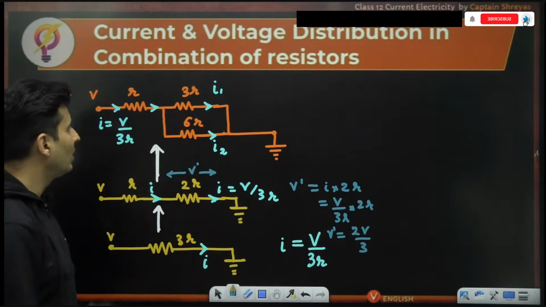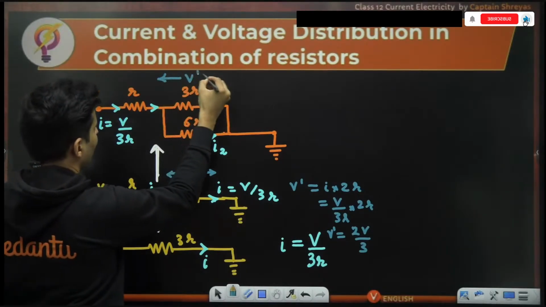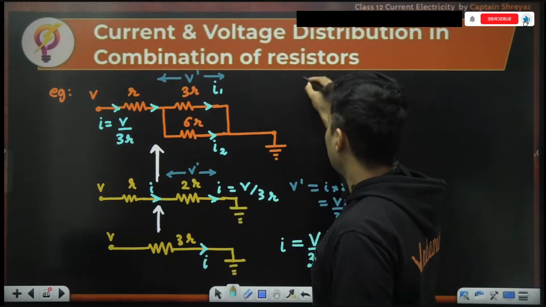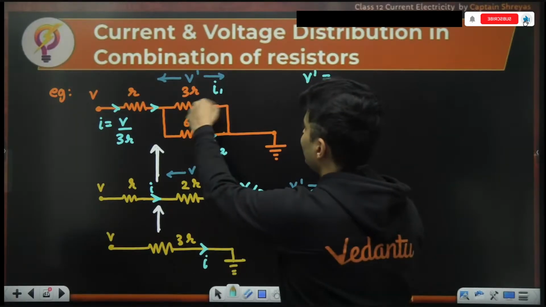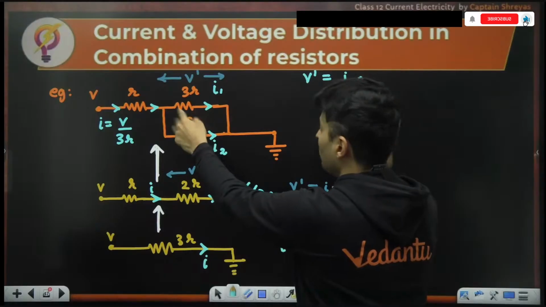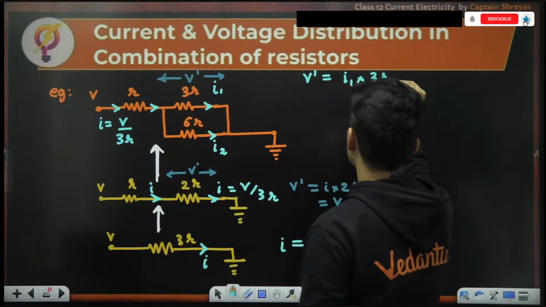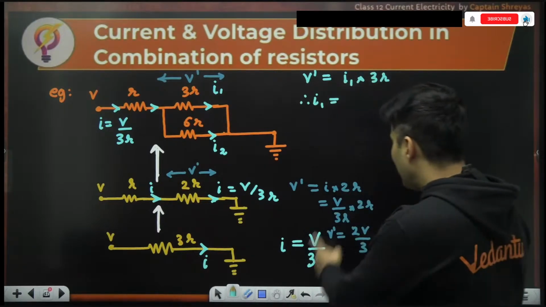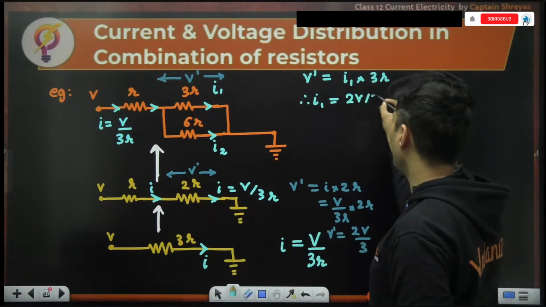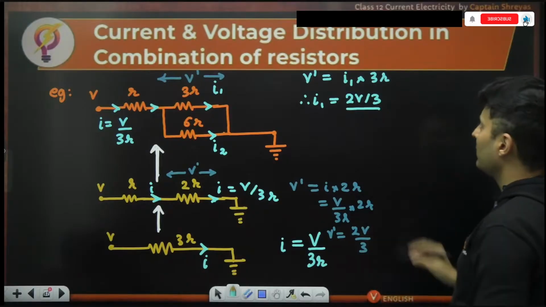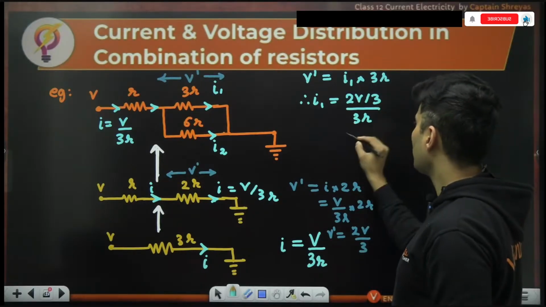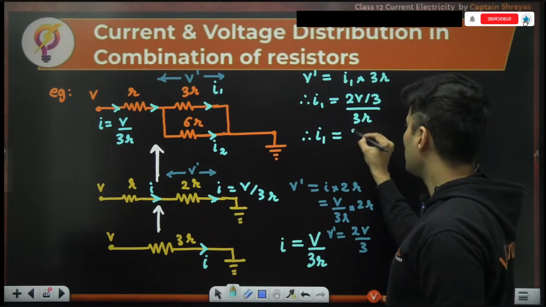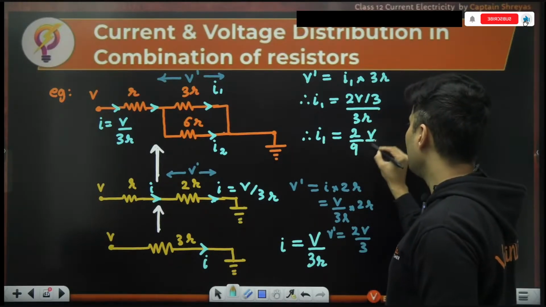The same voltage V dash will also be there here. That's it. That's the logic for this. So if I write V dash, I can say it is this current, which is I1, multiplied by this resistance, which is 3R. Therefore, current 1 will be V dash, which is 2V by 3, divided by 3R. So how much will it come out to be? I1 is equal to, 3 3s are 9, so 2 by 9 V by R.